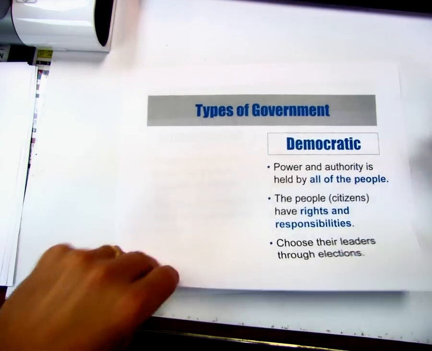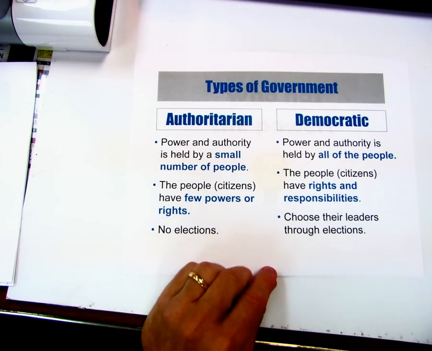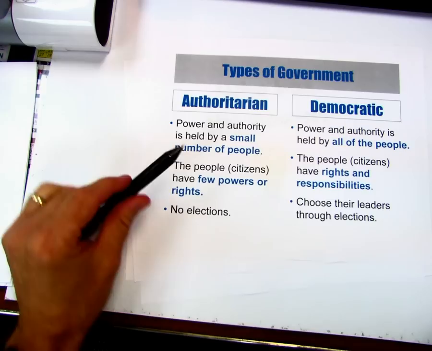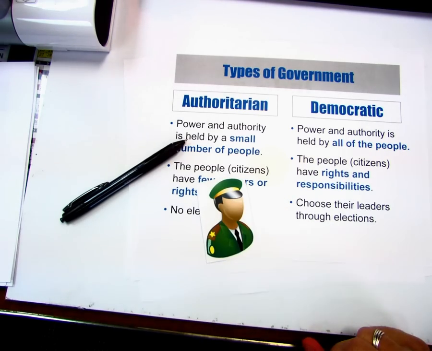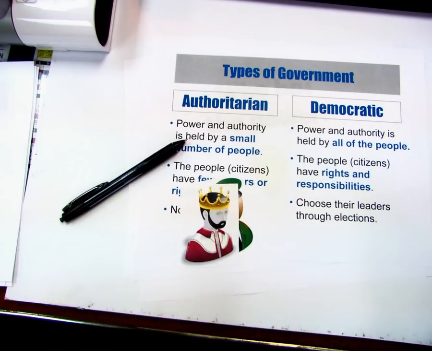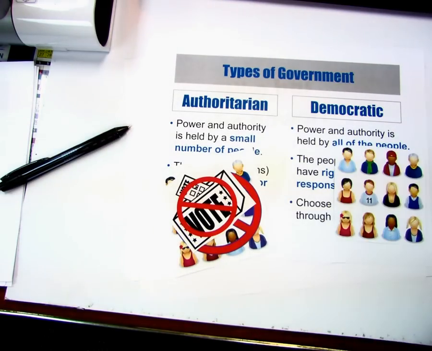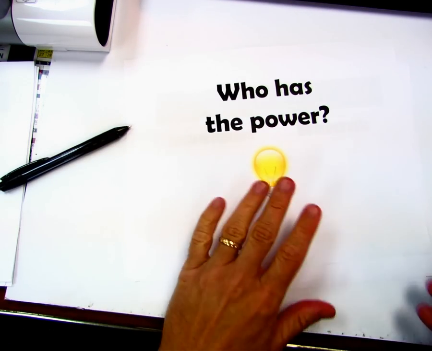Well, that's basically the difference between the two types of governments, authoritarian and democratic. And again, it all comes back down to this big idea: who has the power? Is it a small group of people, like a dictator or an absolute monarch? Is it a type of government system where the people don't have a vote? Or is it a democratic type of government where the people do have the power? They do choose their own leaders through elections and voting. Again, it comes down to that big idea: who has the power?